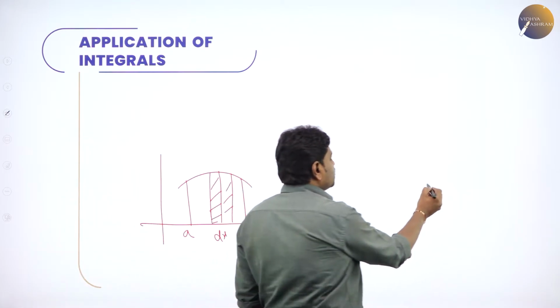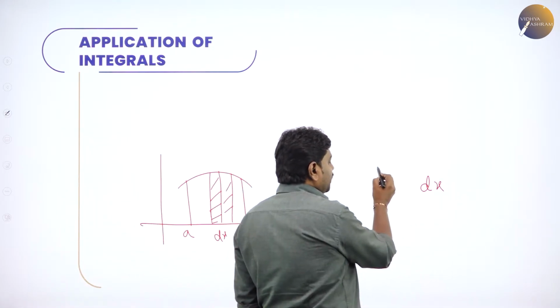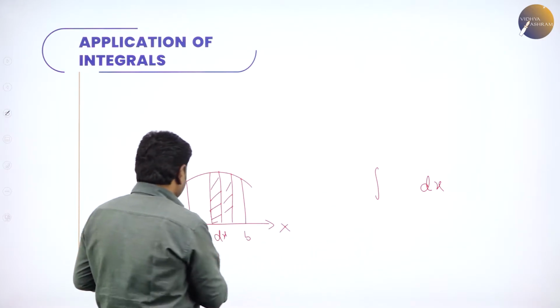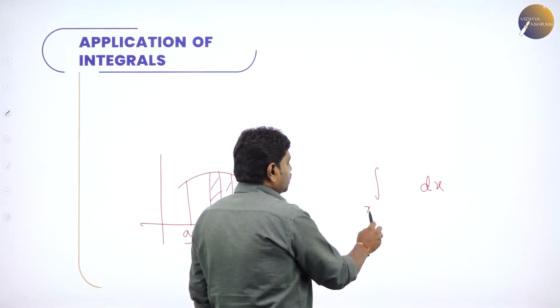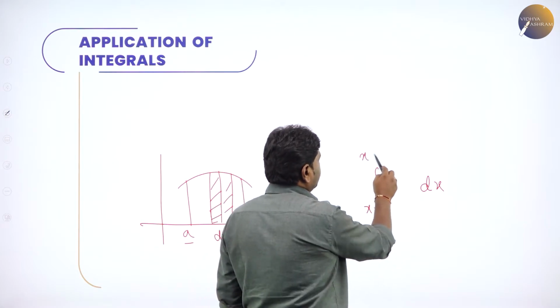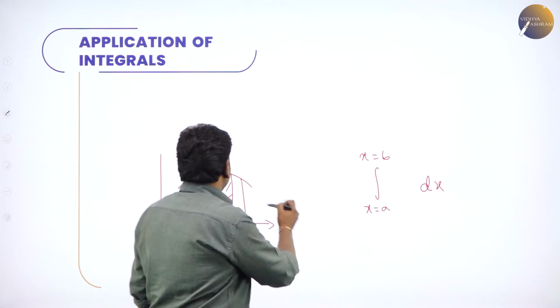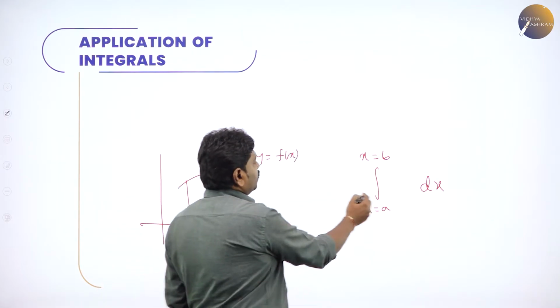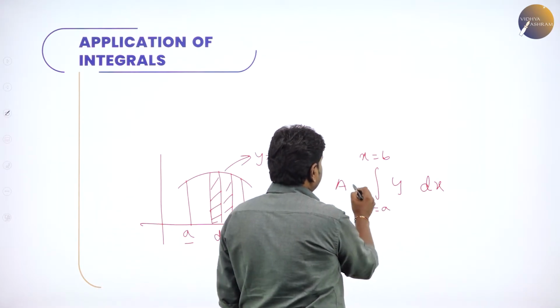So, all the small strips dx, I have to combine. Combine means what? Integrate. Integrate all the small strips from where to where? X value a to x value b. Under which curve? Under this curve. And what is the name of the curve? Y is equal to f of x. Y dx. This is area under the curve and x-axis.